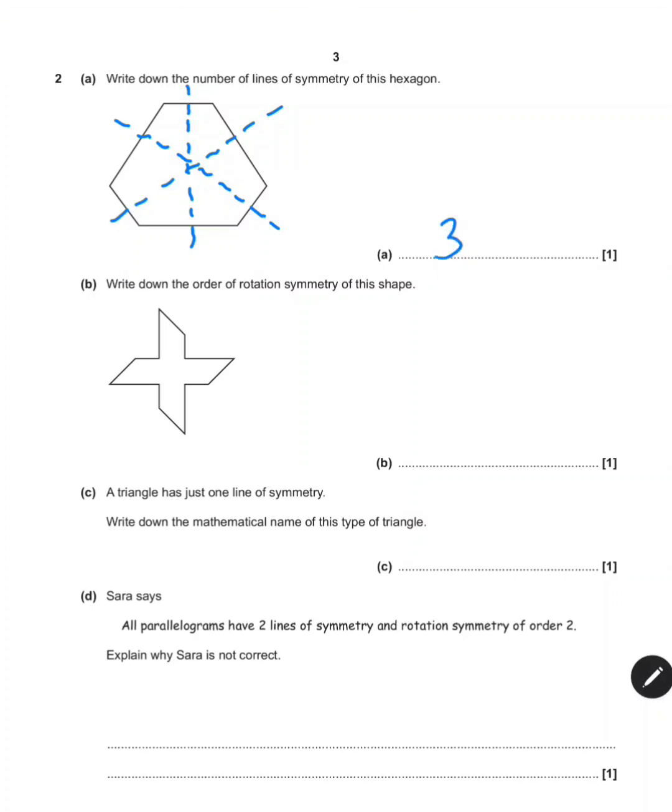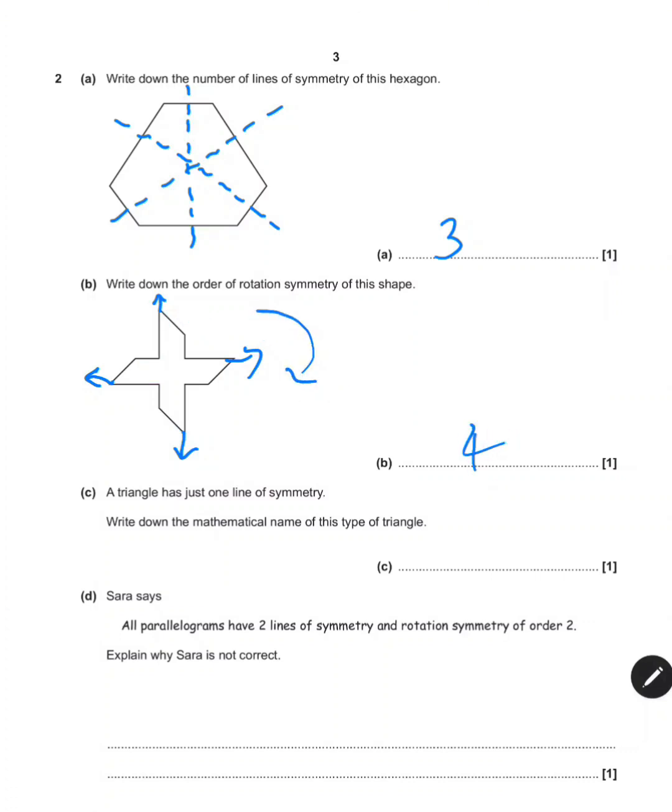Order of rotation symmetry for part B. We've got to imagine that this shape is rotating or spinning around, and we've got to count how many times it would look exactly the same. Well, if you think there's an arrow on top of there, and one there, and one there, etc., there is 4 times if this rotated around where it would look exactly the same as it does at the start.